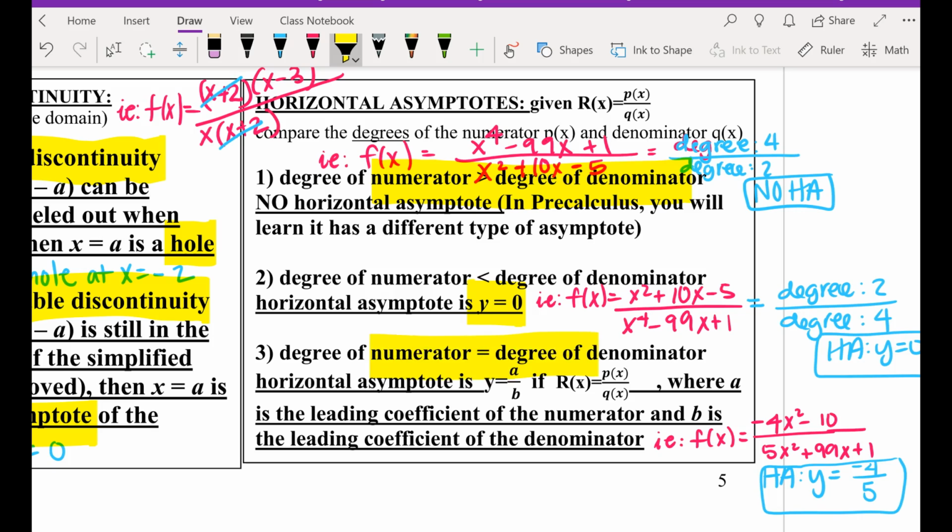If the numerator degree is equal to the denominator, what is the horizontal asymptote? Y equals what? And what is A over B? Do you guys agree? All right.